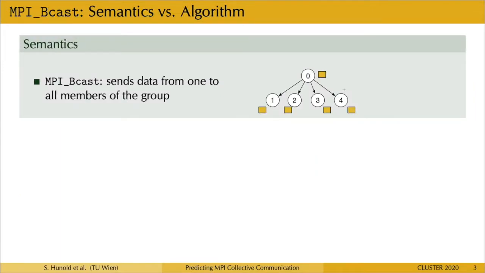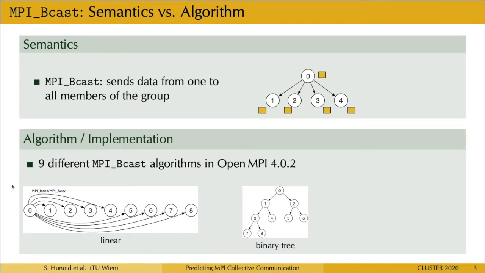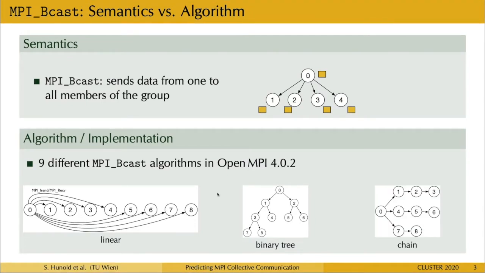What's important is that we have to distinguish between the semantics of a collective and the implementing algorithm. The standard defines what a broadcast semantically should do. However, it's not clear how this operation is implemented. There are certain possibilities for how to do that. In OpenMPI 4.0.2, there are 9 different broadcast algorithms. For example, a very simple linear one, a binary tree, and a chain.